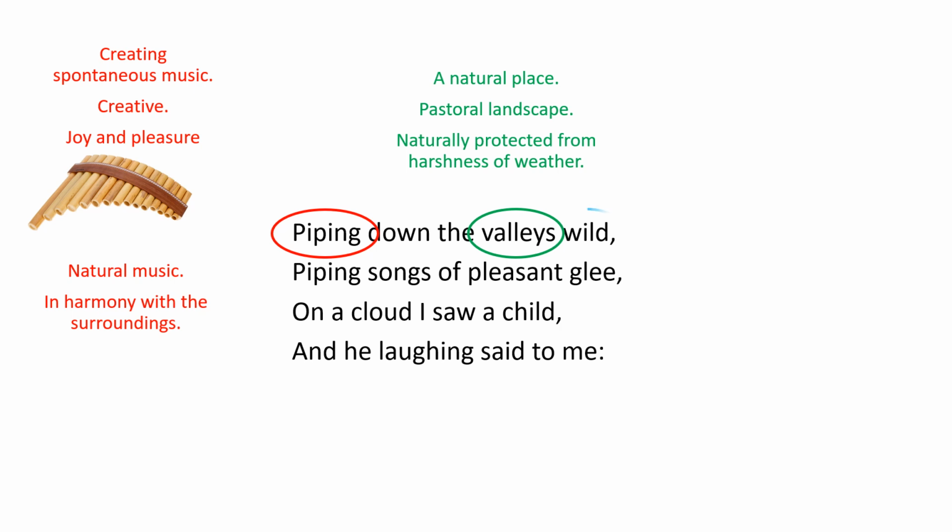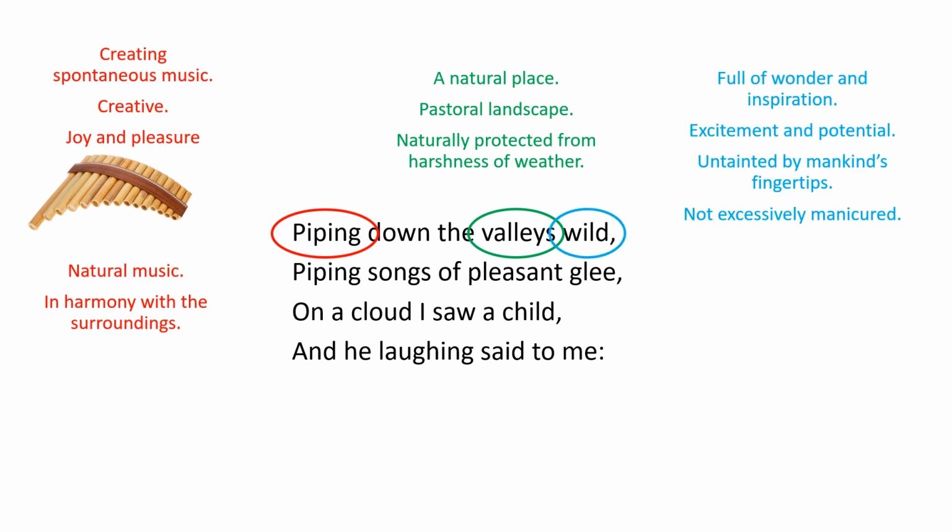Now, the post-modifying adjective wild gives us this second idea, where this valley, this natural place, seems to be full of wonder and inspiration. I mean, the word wild could be dangerous and angry and frustrated, but actually, I'd argue it's more a place of excitement and potential. This place has grown wild, which means it's been allowed to develop naturally, rather than being excessively manicured and turned into a lawn or turned into rose bushes. Everything has been allowed to thrive without mankind getting involved and ruining it.